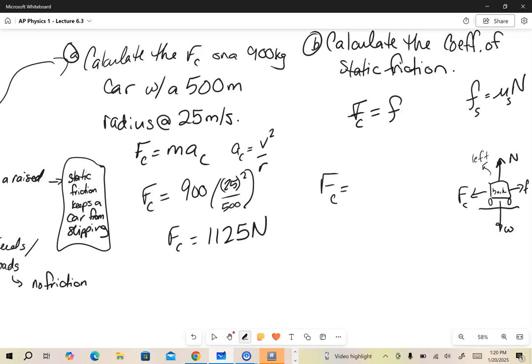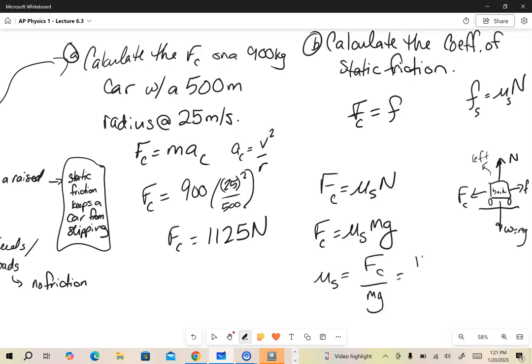We know that in this case, the centripetal force that we calculated in that first part is going to equal the coefficient of static friction times the normal force. The normal force, of course, is opposite of our weight, which, if you'll recall from our previous chapter, is equal to mass times gravity. So essentially this is the case. We're going to rearrange that equation to solve for mu by doing this, and then we're going to plug some numbers in.